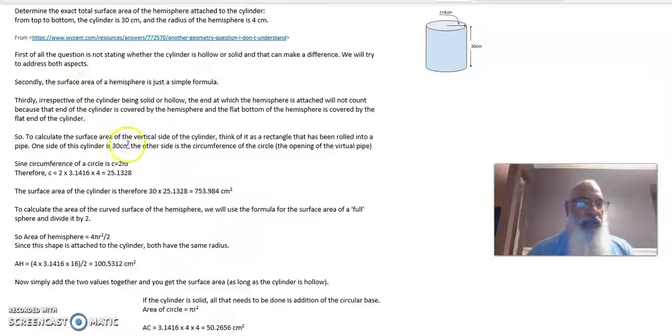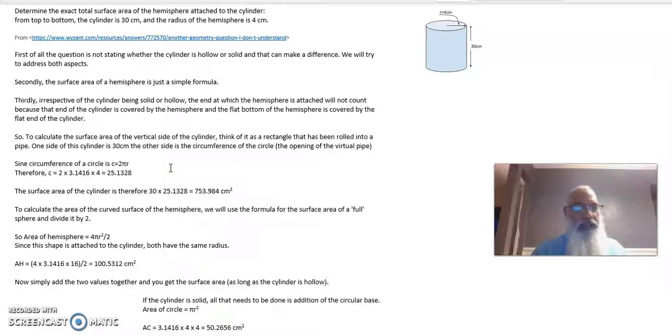All right, so let's start with the circle or the cylinder. Like I said, the hemisphere part is simple. We'll apply a formula, we'll solve it, and be done with it. Now, for the cylinder, I want to think of the cylinder as a pipe. So let's say, for example, if it was hollow, like in the first part.